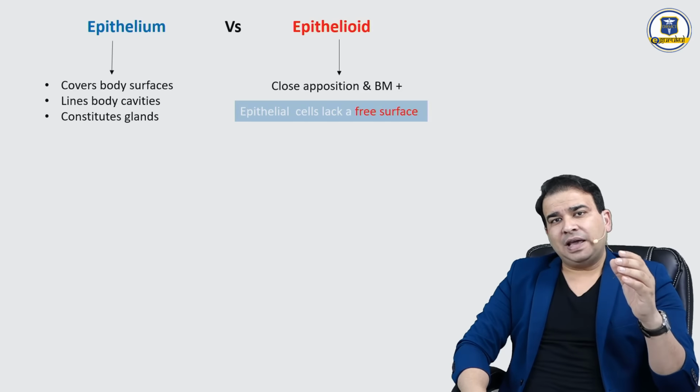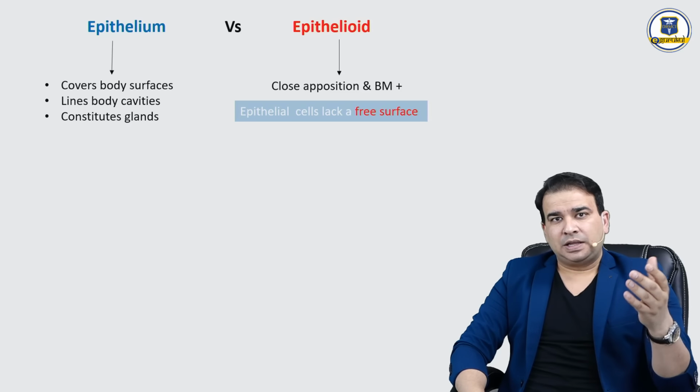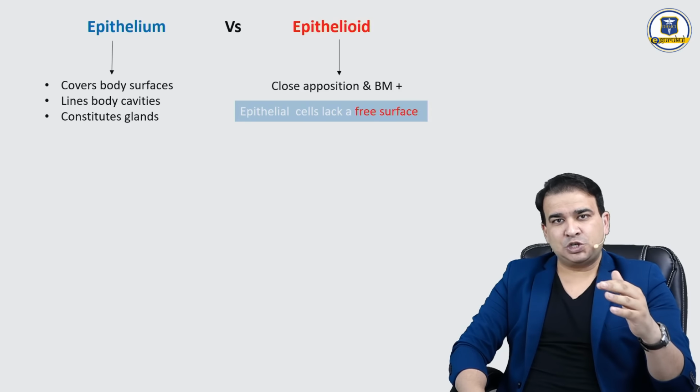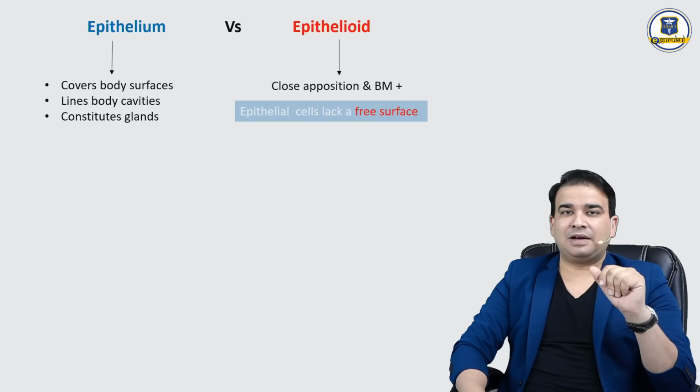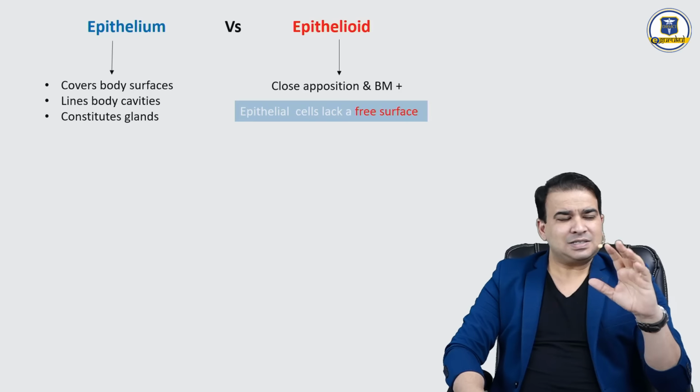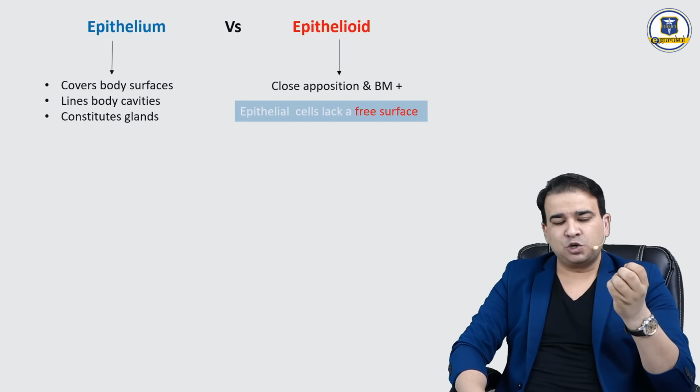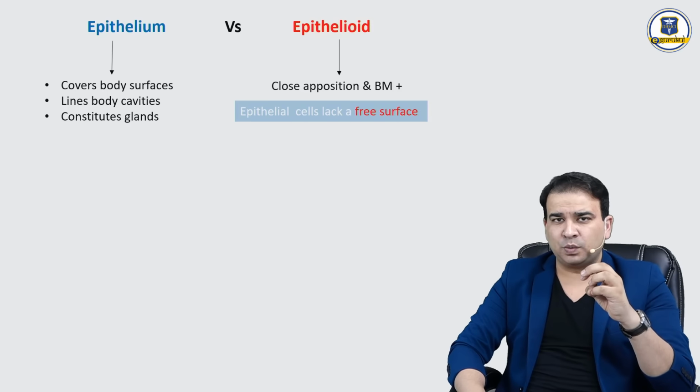The immature cells from which the epithelioids are derived may have a free surface, but when they mature and become epithelioid, they do not have a free surface. There are some good examples of epithelioid, and it's a potential question in the exam, and they've already asked this question once.